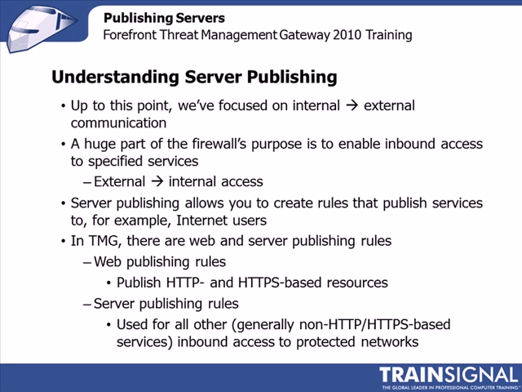Up to this point in the course, we've focused on the internal to external communication scenario. This is basically where users on the internal network are able to securely access internet-based resources by virtue of rules that are created on the Threat Management Gateway system. However, a huge part of a firewall's purpose in life is to enable inbound access to specified services. This is an external to internal access rule. With server publishing, you can create rules that will publish these servers in a secure way to groups of users, such as internet users. In Threat Management Gateway, two major categories of publishing rules are web and server publishing rules.